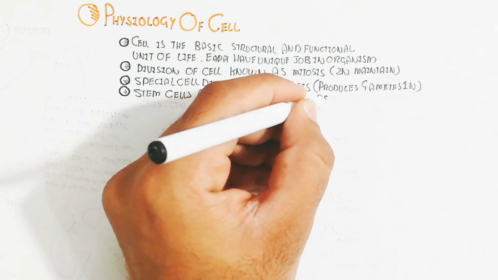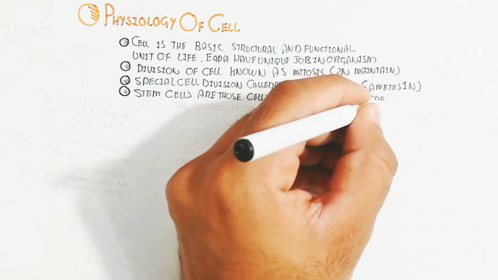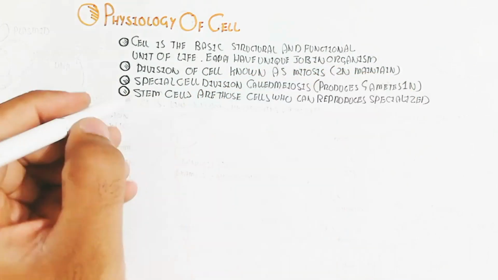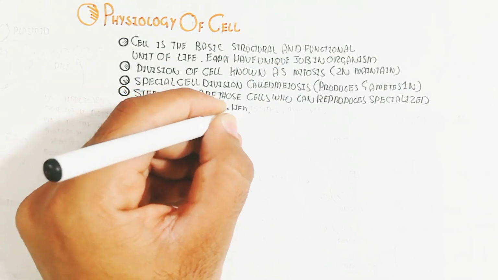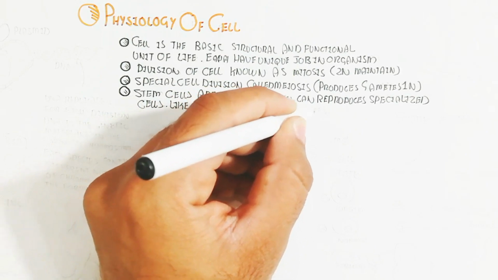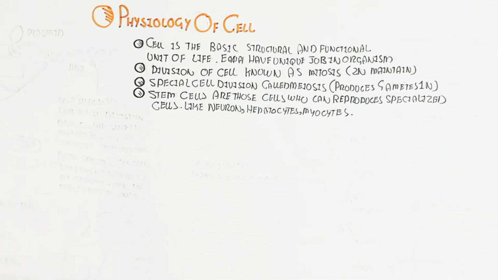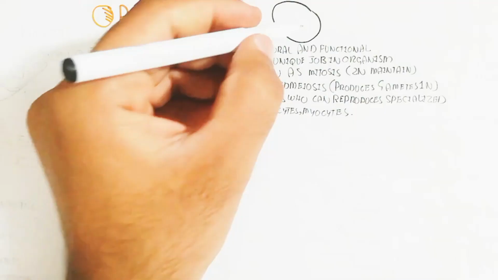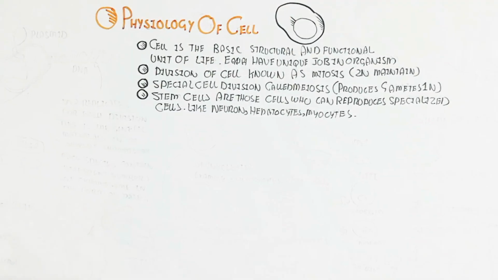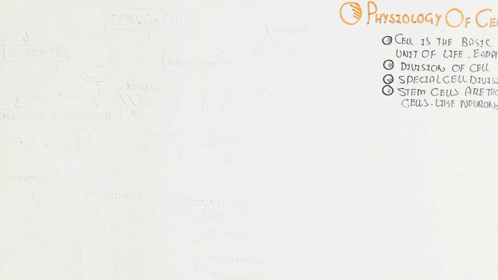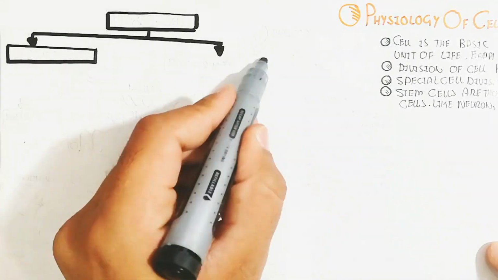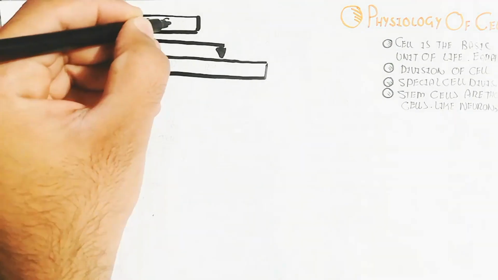Stem cells are those cells which can reproduce specialized cells like neuron, hepatocyte and myocyte. The stem cell itself also replicates, while also differentiating and proliferating to make new types of cells after the maturation, like RBC and WBC, which arise from the stem cell in the bone marrow.